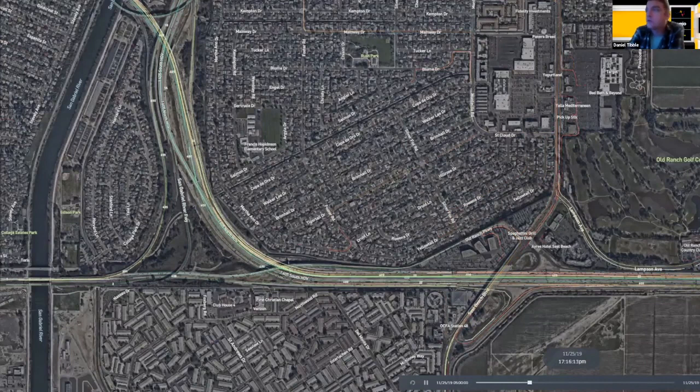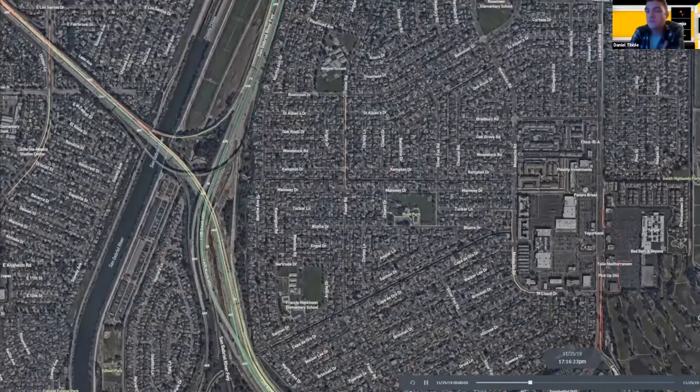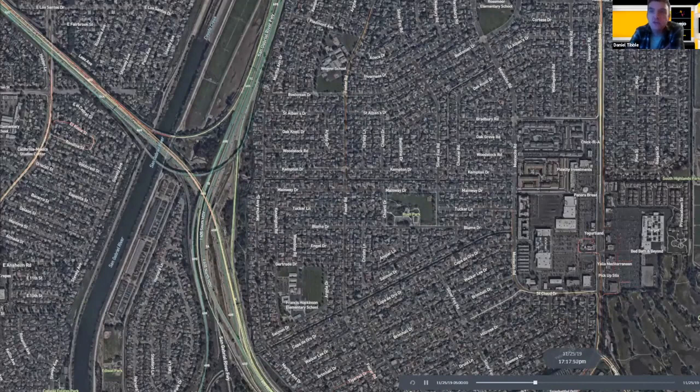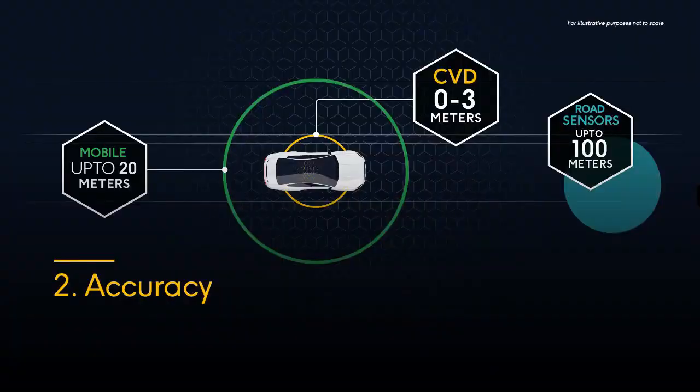But why is it so unique? Well, the reason that we're able to do this is because of the fact it's connected vehicle data. The GPS device in a connected vehicle is so much more powerful than a mobile phone one. And it's also got accuracy down to 3 meters. And it also means that unlike roadside sensors, you can see the journey of the vehicle.